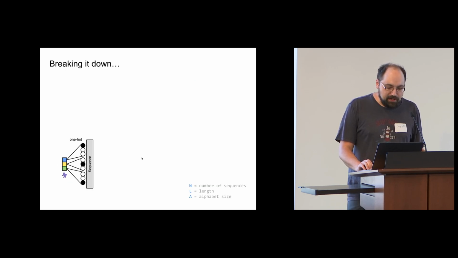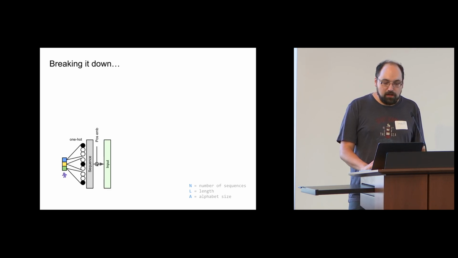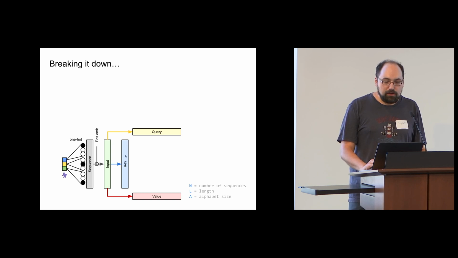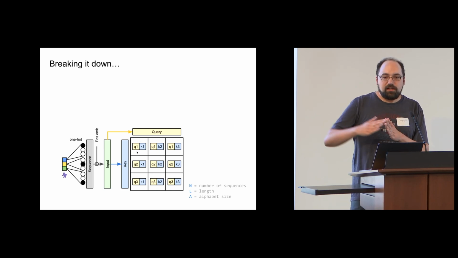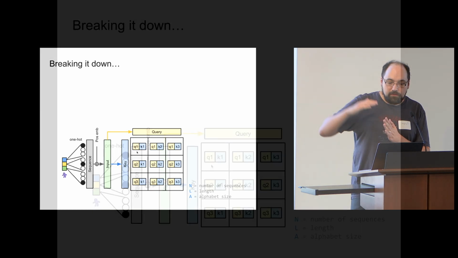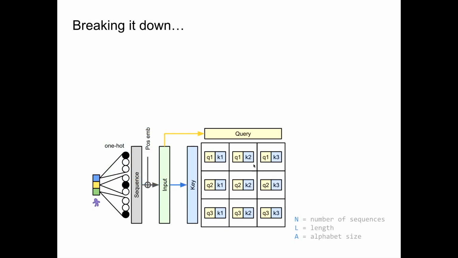Okay, so let's break it down a bit. Let's say we have a sequence, which I'm just going to show as a gray box for now. I could pass it through a very simple linear layer and also add some kind of positional embedding, and this is my new input. Then I could pass it through three more layers to get queries, keys, and values. If I take the outer product of these queries and keys, I can get essentially how each key attends to each query. This is also referred to as an attention matrix, for those of you familiar.